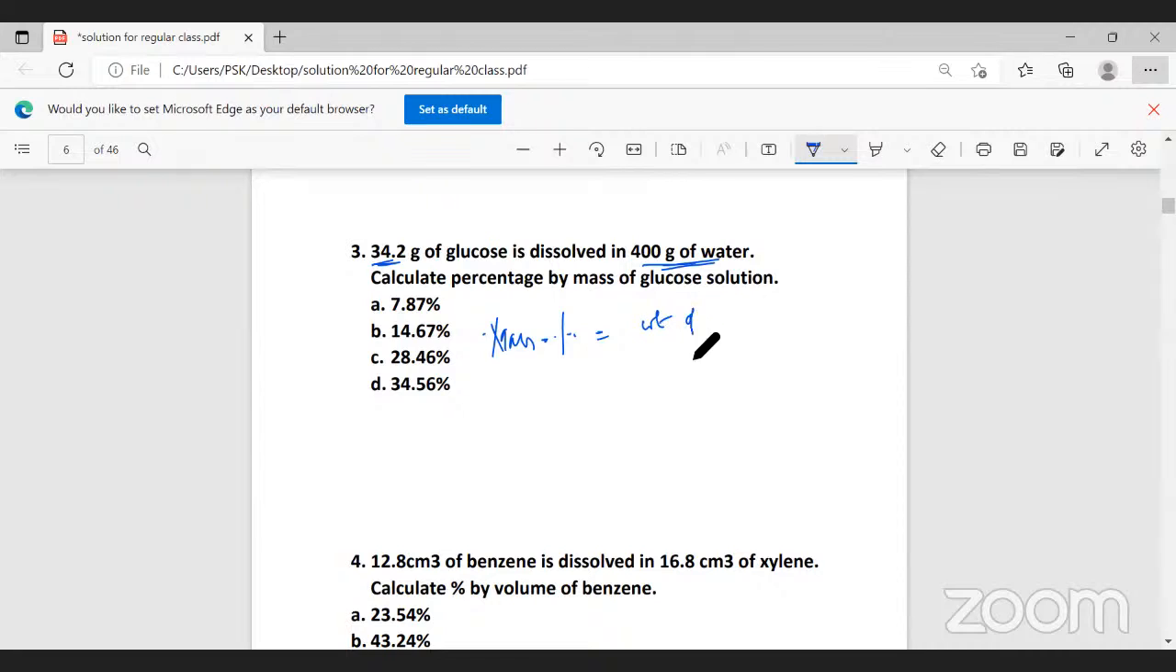Can I say weight of solute divided by weight of solution into 100? This is mass percentage. What's the weight of solute they've given? 34.2. What's the weight of solution? Now you tell me. Please participate. If it's wrong, it's okay. What's the weight of solution?